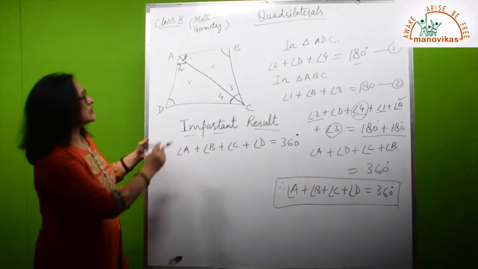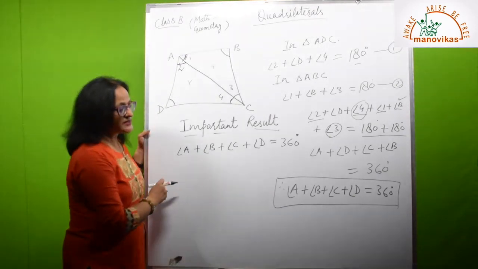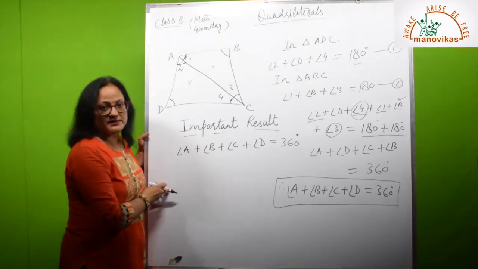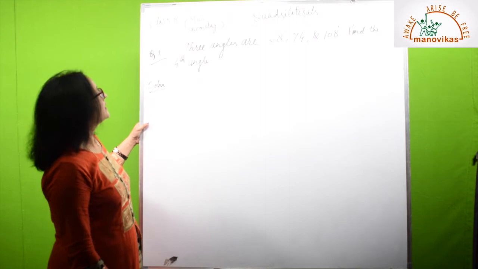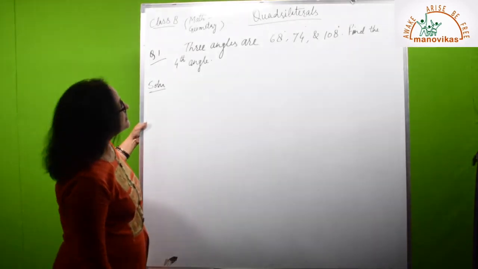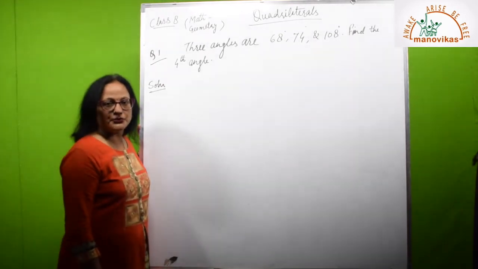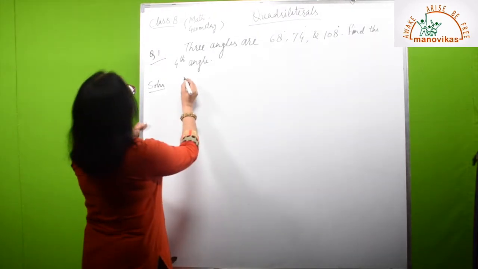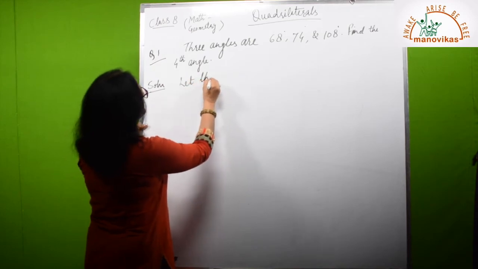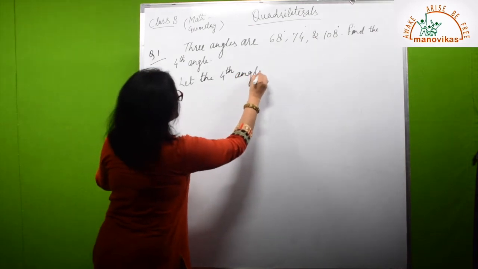You will use this property, the sum of all four angles of a quadrilateral is equal to 360 degrees, as the formula for the exercise. Now I am taking a question from your exercise. In this question you are given three angles, 68 degrees, 74 degrees and 108 degrees. You have to find the fourth angle. So first we will assume that the fourth angle is equal to x.